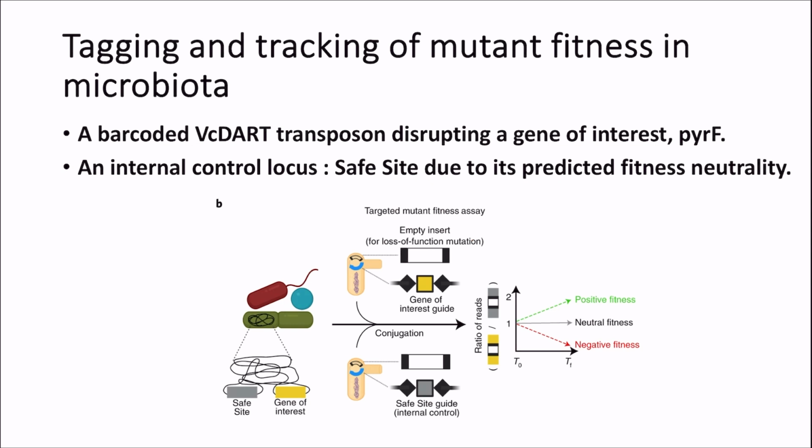bacteria growth. And this picture shows the use of ET-seq to quantify the fitness effect of a VC DART mutation of interest, measured as a ratio of mutant of interest reads normalized to safe-site mutant reads before T0 and after T final, outgrowth of the mutant-containing community. And if the line goes like this, it's a positive fitness.